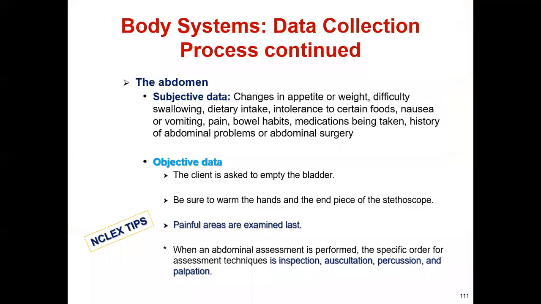When a patient comes to us with a problem or disease related to the abdomen, we collect the data: subjective data and objective data. Subjective data means what the patient explains to us. They may complain of a change in appetite, weight loss or weight gain.